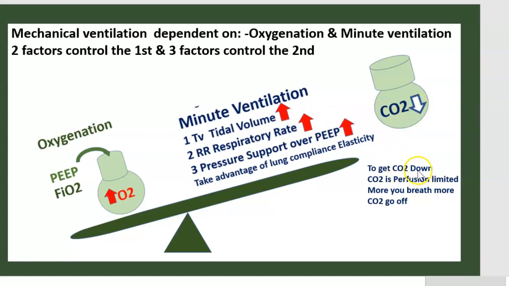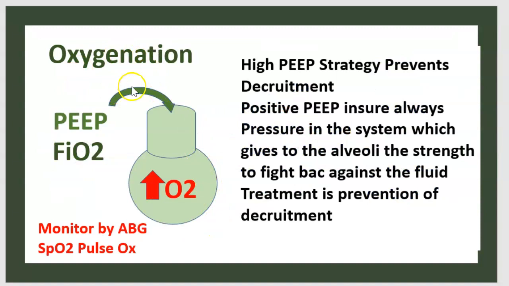To get CO2 down, CO2 is perfusion limited. The more you breathe, the more CO2 goes off. Oxygenation is controlled by PEEP and FiO2. That leads to the increase of oxygen.